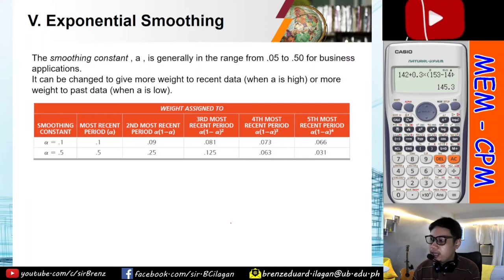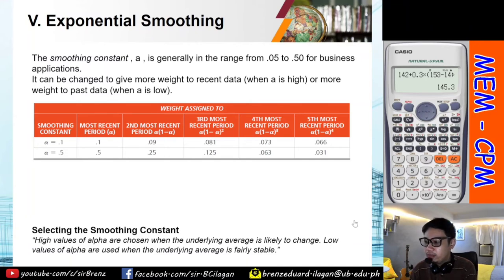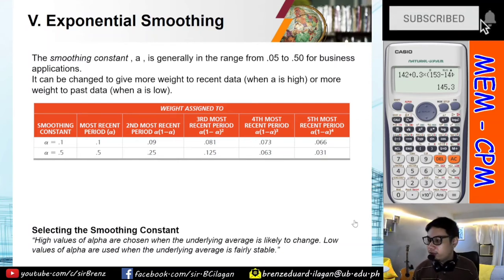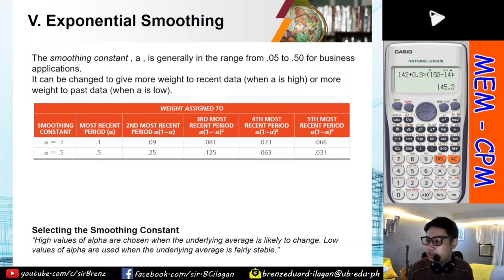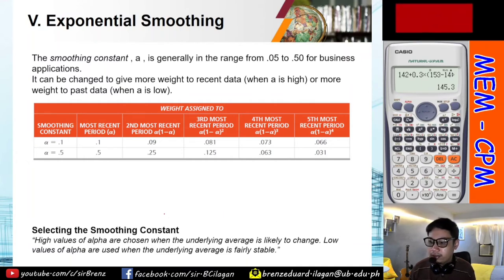So, in selecting the smoothing constant, exponential smoothing has been successfully applied in virtually every type of business. However, the appropriate value of the smoothing constant alpha can make the difference between an accurate forecast and an inaccurate forecast. So, high values of alpha are chosen when the underlying average is likely to change, and low values of alpha are used when the underlying average is fairly stable. So, in picking a value for the smoothing constant, the objective is to obtain the most accurate forecast.